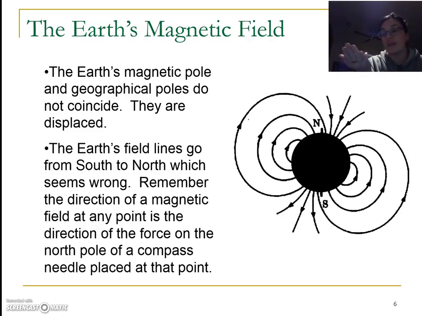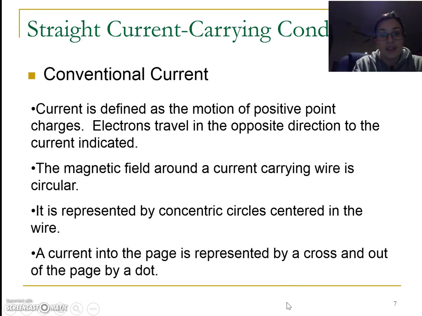which means that the north pole of the needle is actually attracted to the south magnetic pole, which is located at the top of the Earth. Which is essentially saying that our north magnetic pole is at the bottom, and our south magnetic pole is at the top. So it's backwards, which sounds really funny.